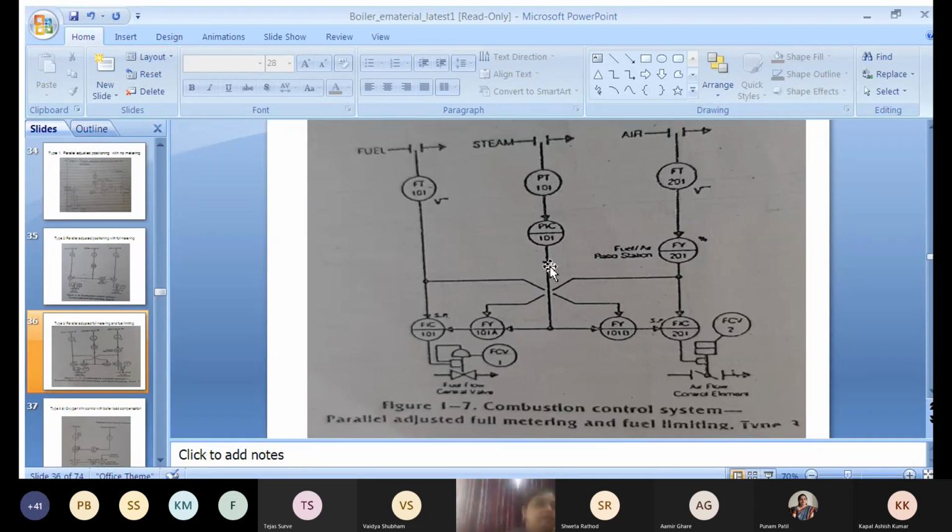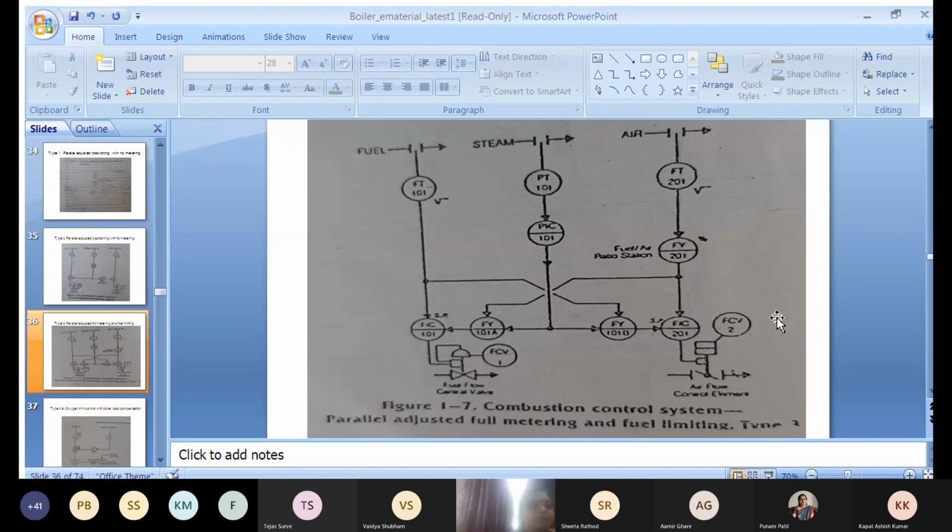Otherwise, in normal working condition, this PIC generates the set point and this set point is given to FIC101 as well as FIC201. This is only in the condition where it may affect the efficiency or cause a safety problem. So limiter switches are implemented in this control scheme. Understood this?